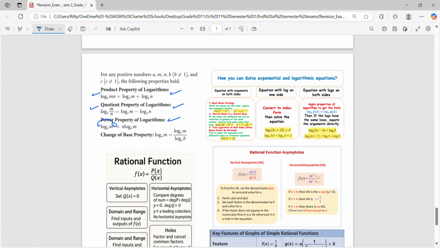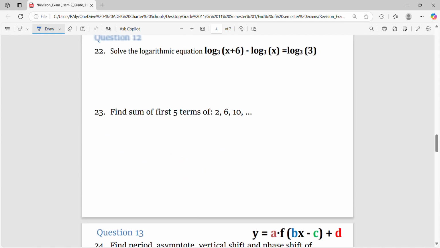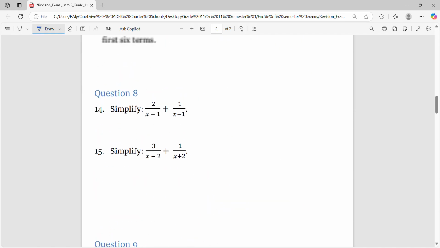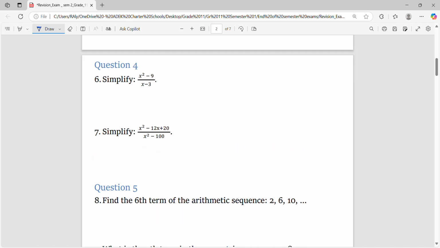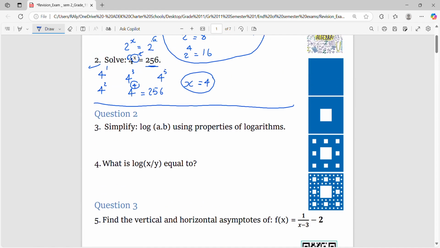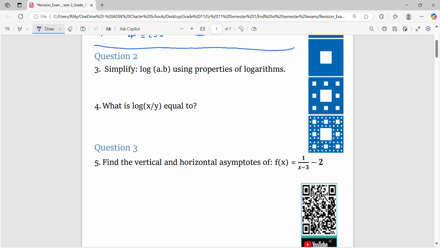Quotient property, division to minus. Then the power: if you have a power, you can throw it back or take it again, return to the power as you like. So go back to these two questions. One of them talks about product and one of them talks about quotient.